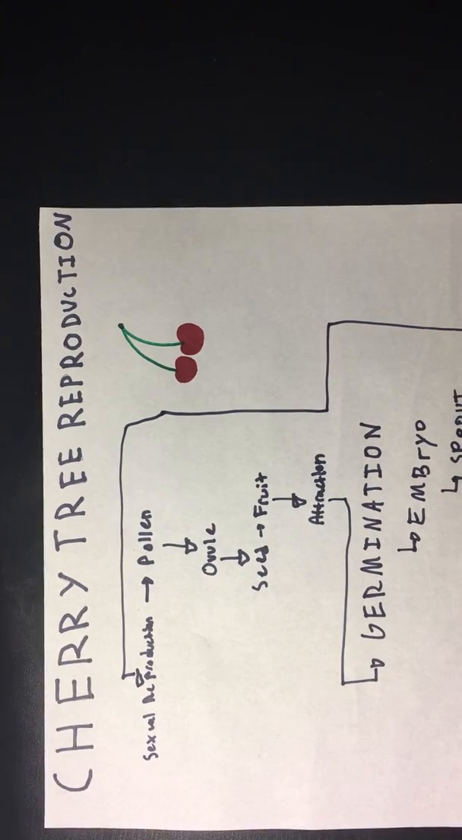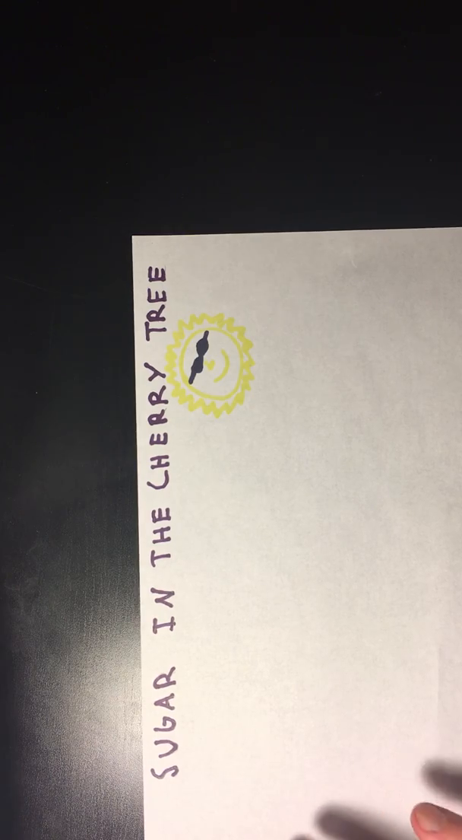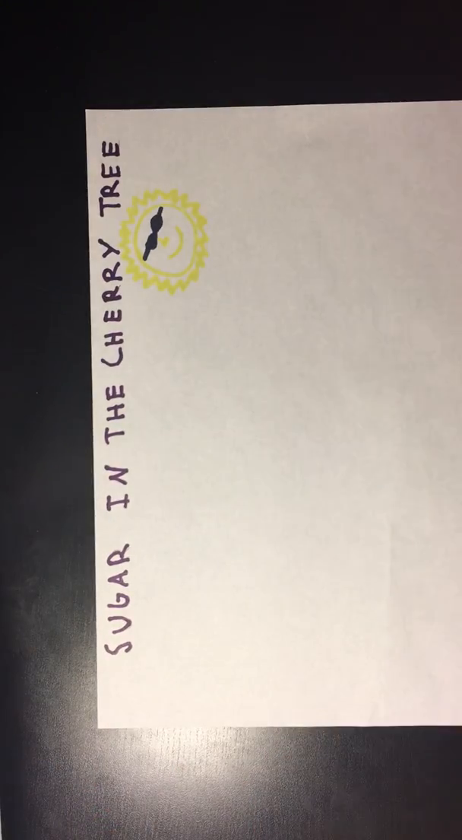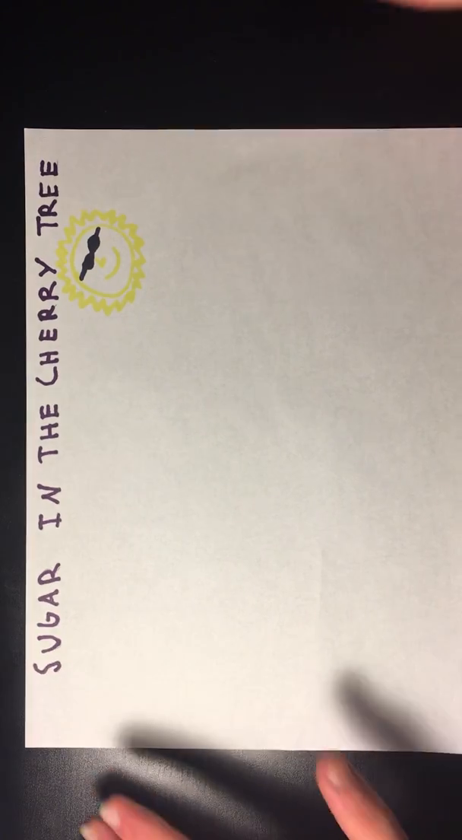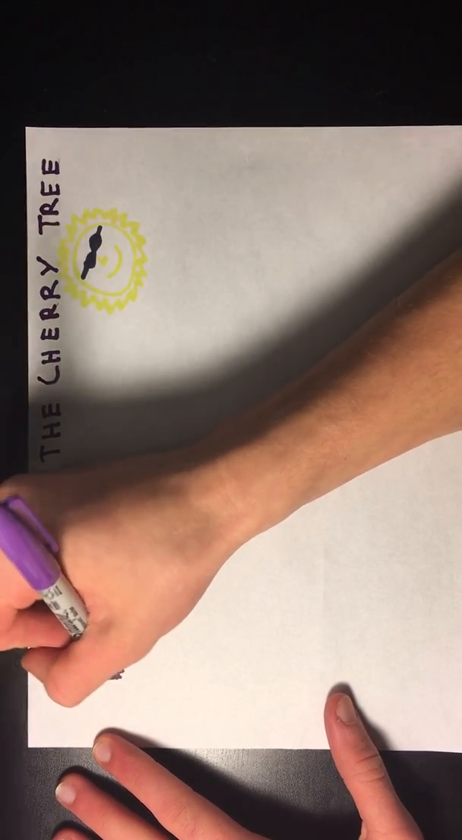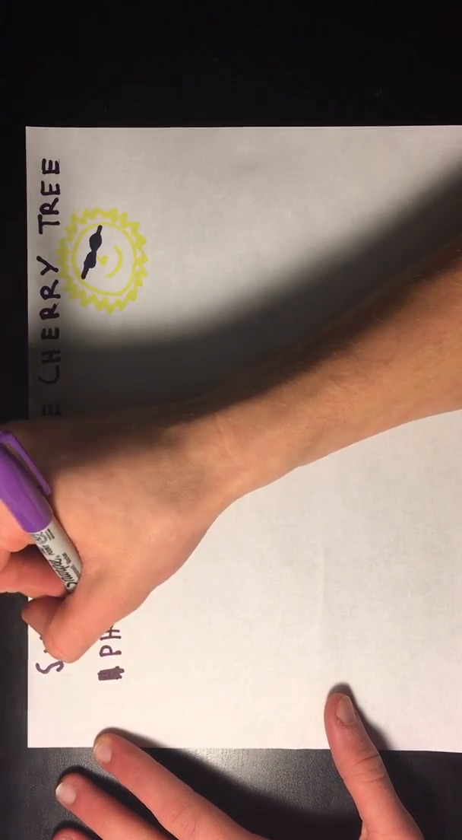Next up, we have the distribution of sugar in a cherry tree, which is very interesting, as I'm sure you know. Okay, so the most important process in this is photosynthesis by far, because it's how the cherry tree produces sugar in the first place. So start off with photosynthesis.